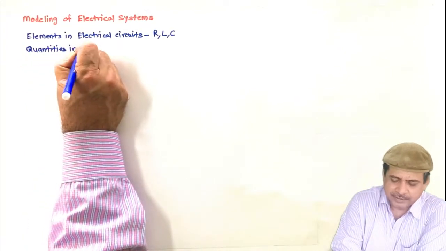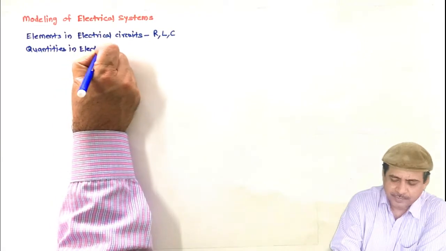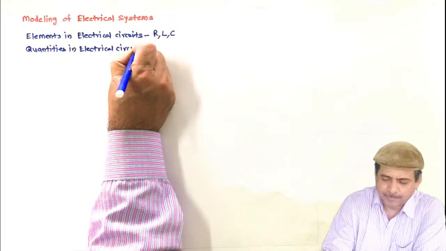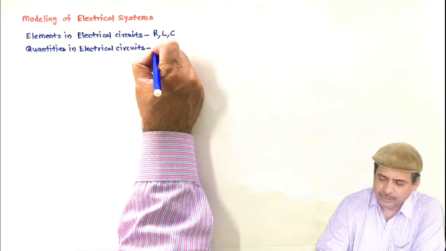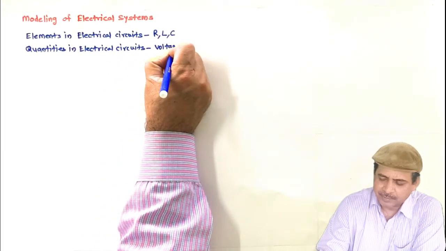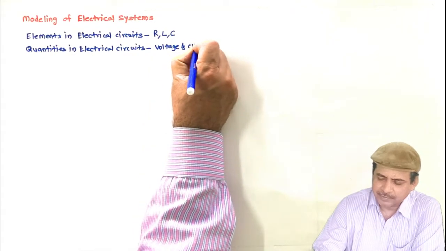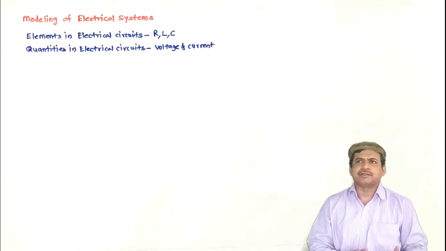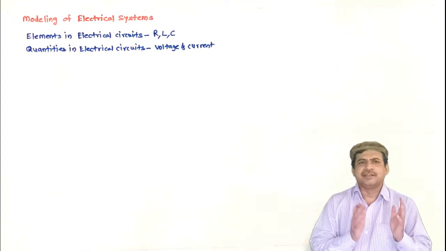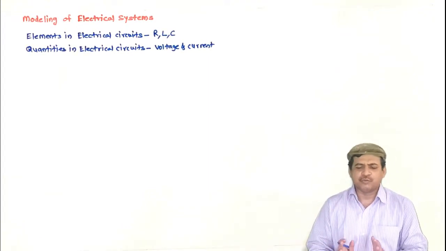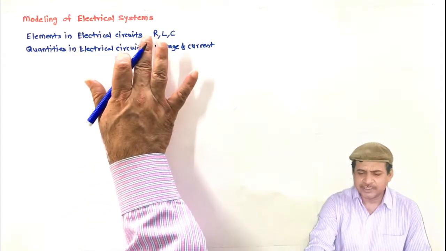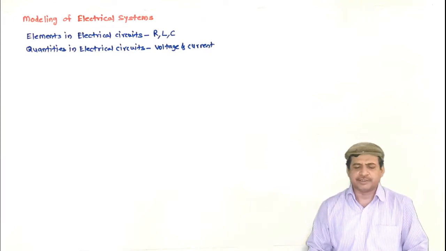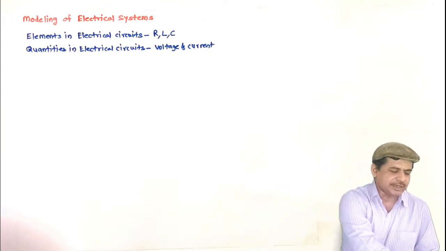And the common quantities in an electrical circuit are voltage and current. No doubt there are other quantities like flux, charge, energy, power, but we will be dealing with these three elements and these two quantities in a circuit, and we will get the mathematical model.